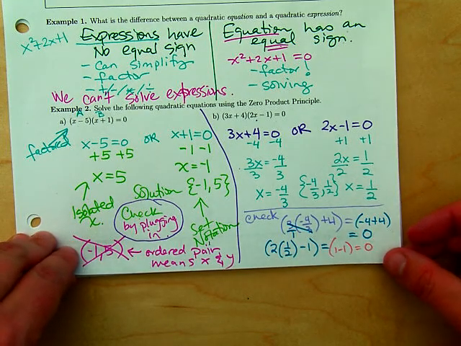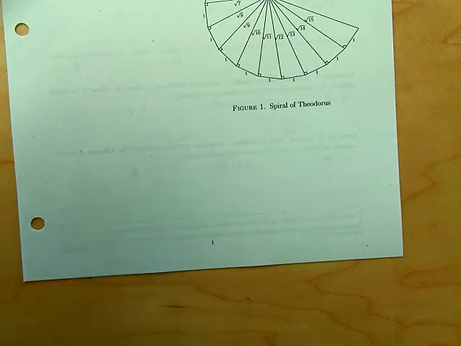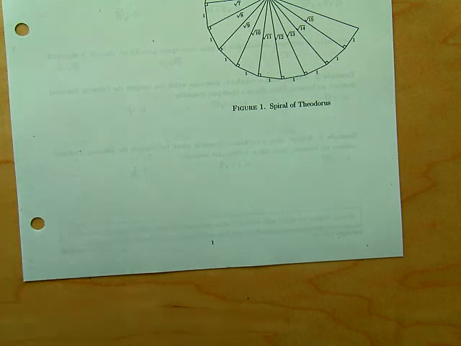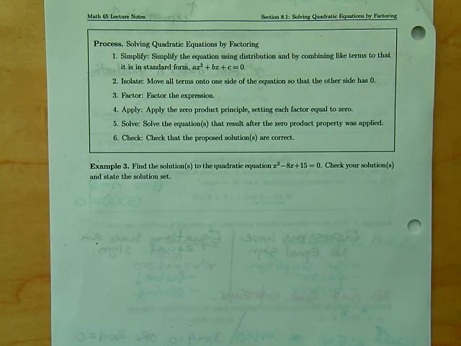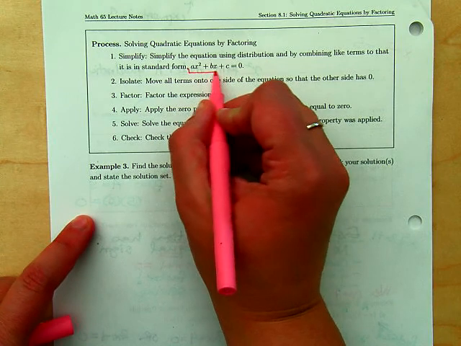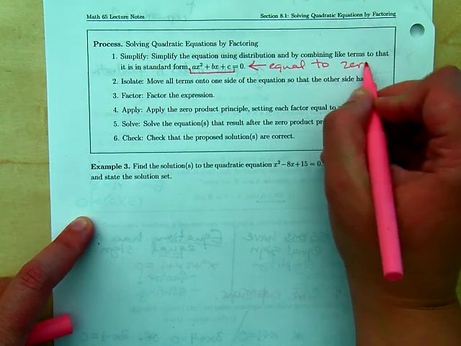So in these two examples, we actually didn't factor, did we? It was already factored for us. Most of the time, what we're going to see is that the examples are mostly not going to be factored, okay? Those were just to get us started. So the process to solving a quadratic equation is going to be to always simplify it as much as possible, simplify the equation using the distribution and combining like terms to put it in standard form. Now, standard form is always going to be this, and it always has to be equal to 0.